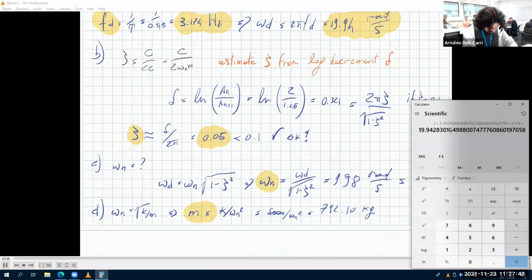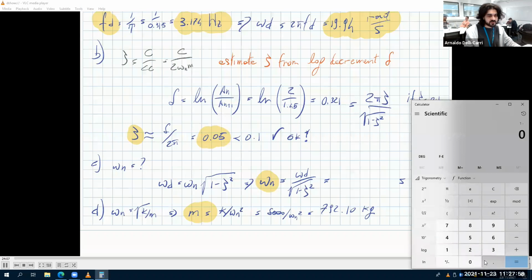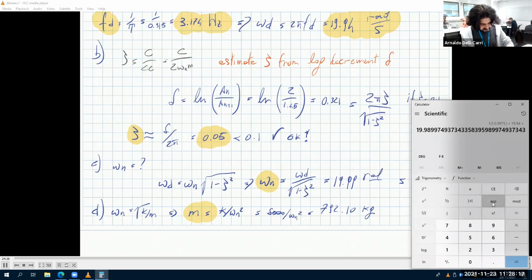Sorry, guys. So omega D divided by this. So now 1 minus zeta squared is 1 minus 0.05 squared. The inverse of this is this, and so times 19.94 equals 19.99 basically, radians per second, and divided by 2 pi, it's 3.18 hertz.